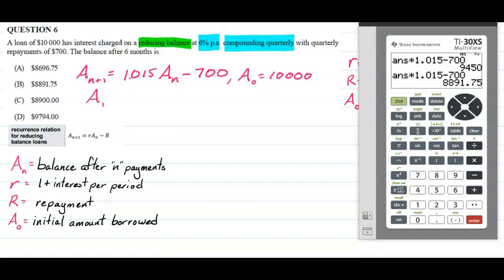So using that information, at A1, we got $9,450. And at A2, we got $8,891.75. And that's the answer I want, because it says, what is the balance after 6 months? Well, if you think, how many quarters of a year are there in 6 months? There's 2, isn't there? So that means I'm looking for A2. So the solution to question 6 is B, $8,891.75.